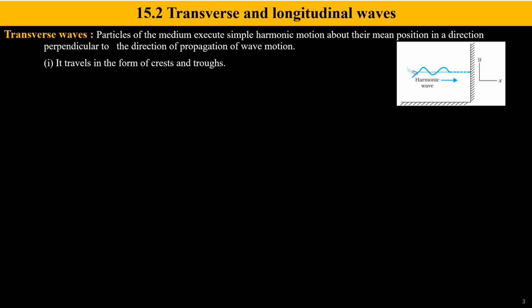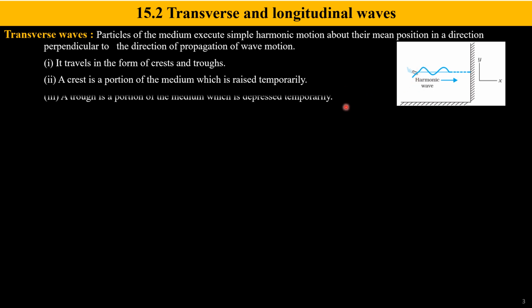The transverse waves travel in the form of crests and troughs. Now what is a crest? A crest is a portion of the medium which is raised temporarily, that is, the upper portion is a crest. And a trough is a position which is depressed temporarily, that is, the lower portion is the trough.